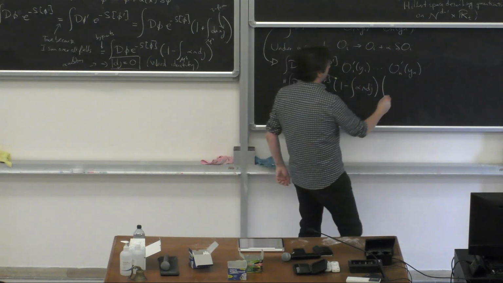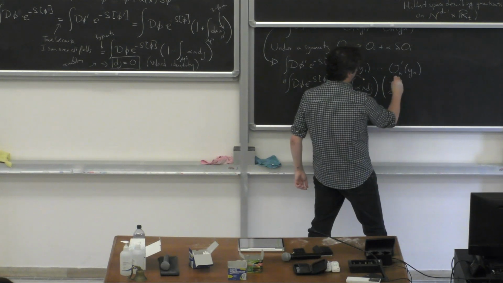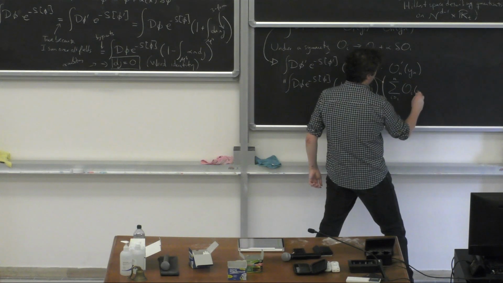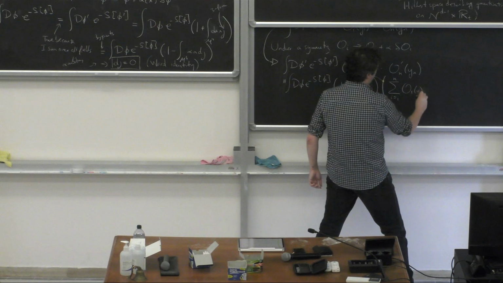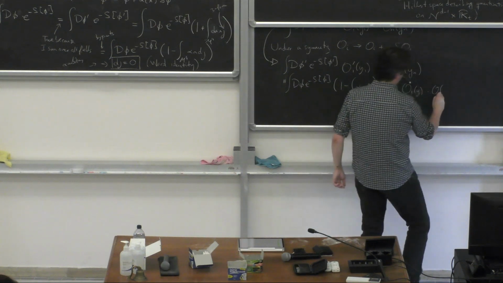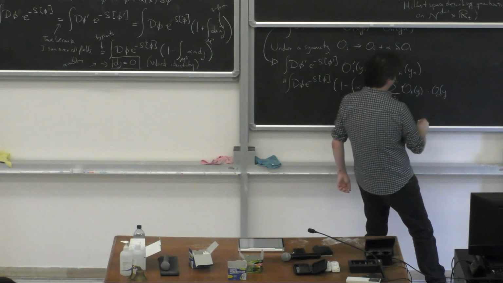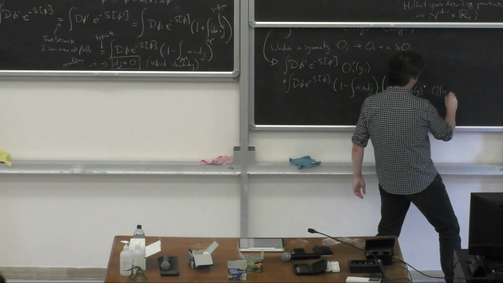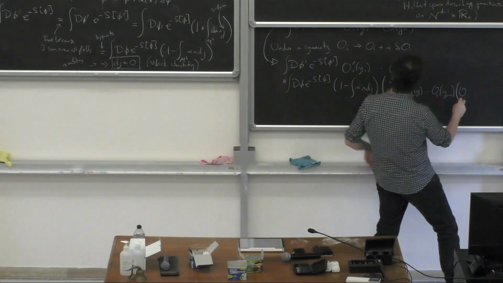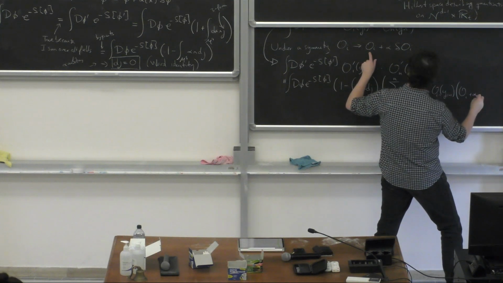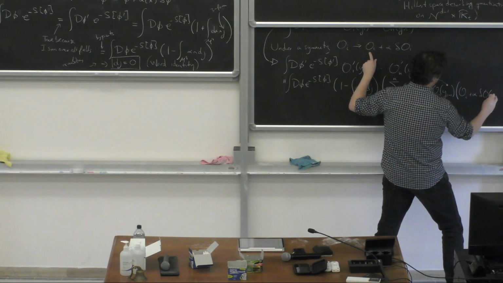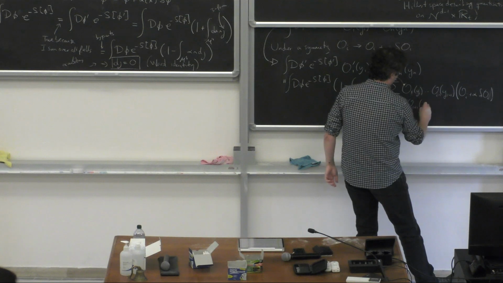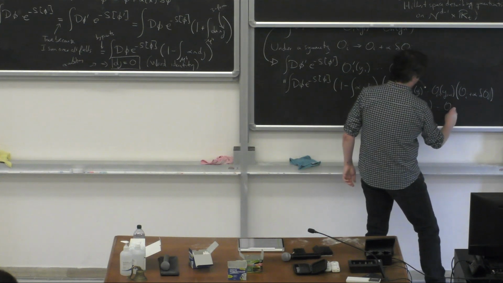So what do we get? We get the sum from 1 to n of the first order, O1 of y1, up to O_{i-1}, then O_i plus alpha delta O_i, times O_{i+1} of y_{i+1}, up to O_n of y_n.